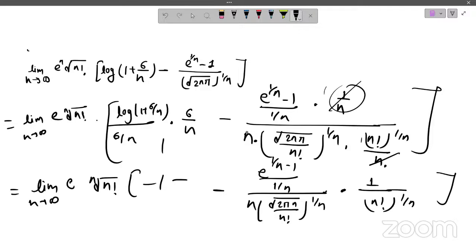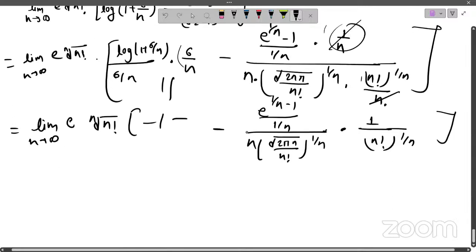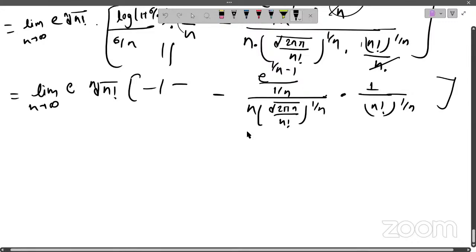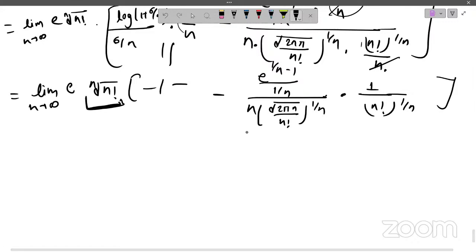This is as it is. This is as it is. Yeah, 6 by n will remain. So I'll apply limit n tending to infinity. But since I haven't done what will happen to this term now, so that also I should take in mind.